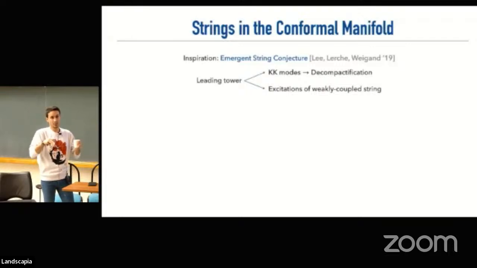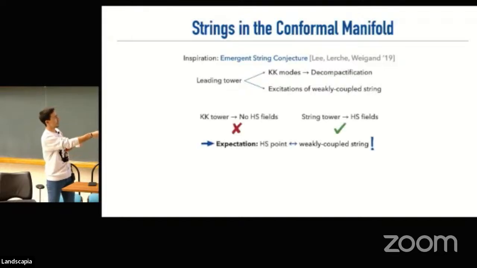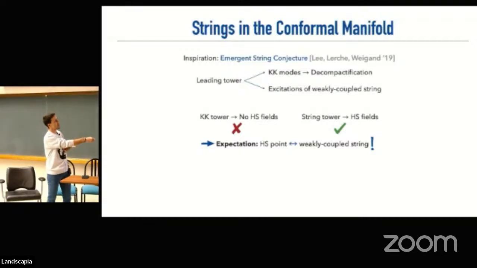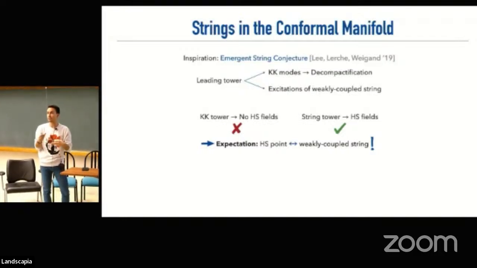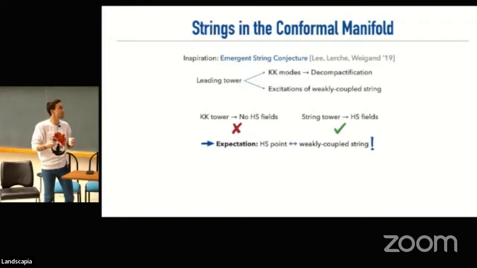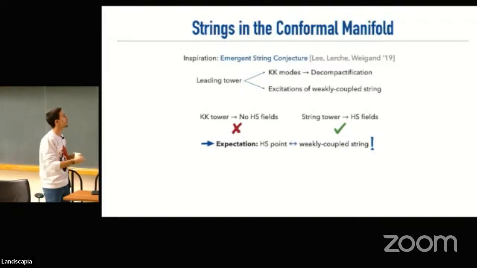And for us, this is going to be very important because they have very distinct features, in the sense that the KK tower has no higher spin fields, while the string does. So that means that the expectation will be that the higher spin points are in one-to-one correspondence with a string limit. So essentially, I expect to get a weakly coupled string in the conformal manifold.